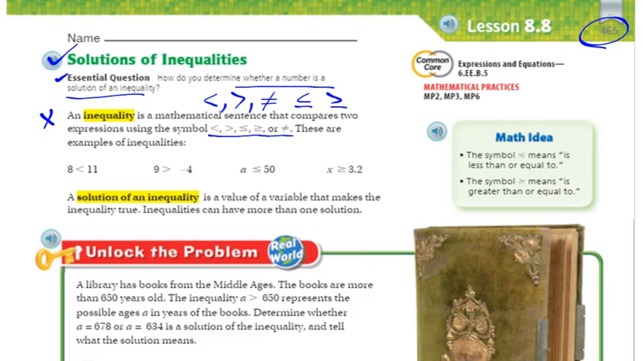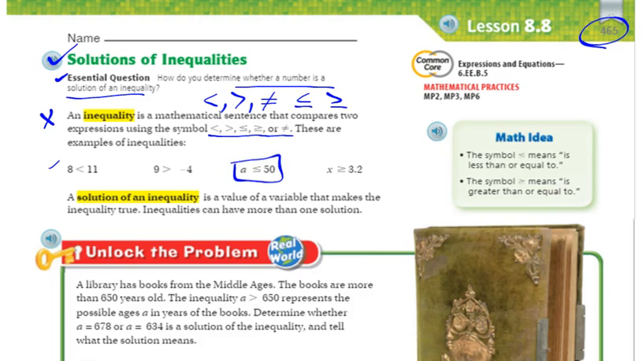So let's look down here at a couple of our examples. 8 is less than 11. Then you have 9 is greater than negative 4. A is less than or equal to 50. And X is greater than or equal to 3.2. So let's use this as a quick example here. Talk about this one for a second.